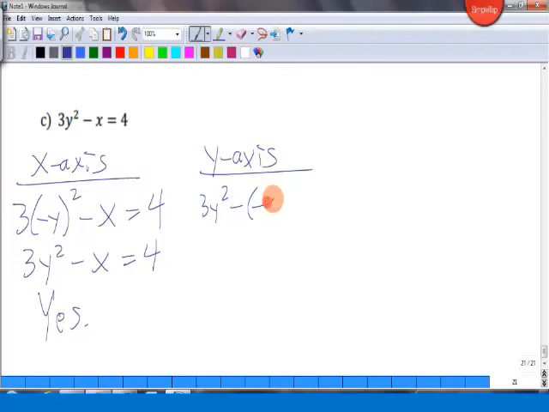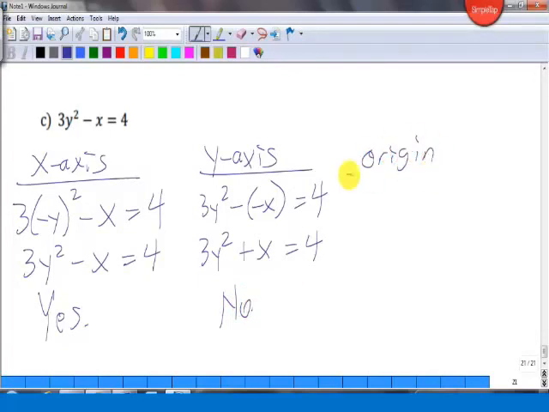3y squared minus negative x equals 4. Simplify just a smidge: 3y squared plus x equals 4. Is this identical to the original? If we multiply both sides by negative 1, will that make it identical to the original? No. So I'm thinking no. What can we say about origin symmetry? We can say no. So x-axis symmetry only. Oh, that barely took a minute.